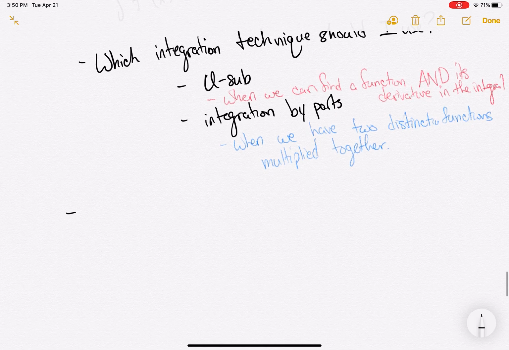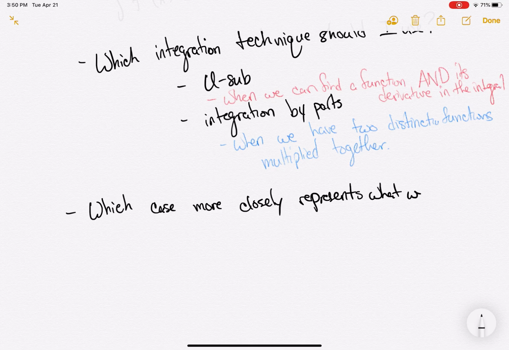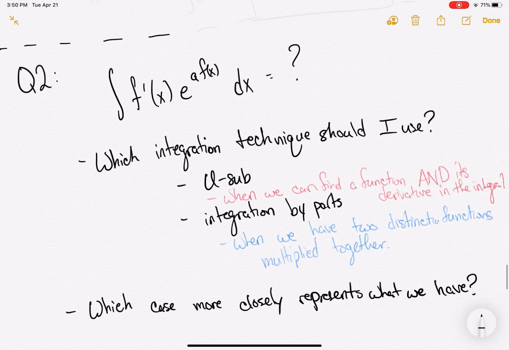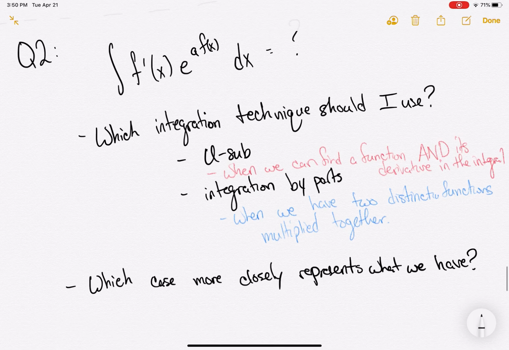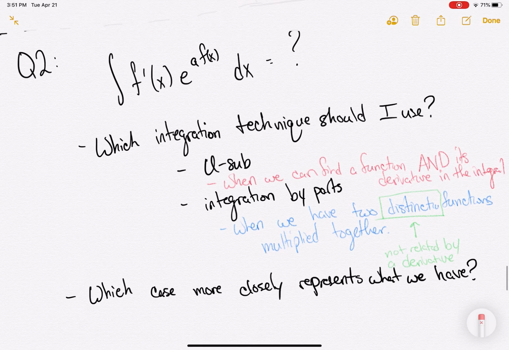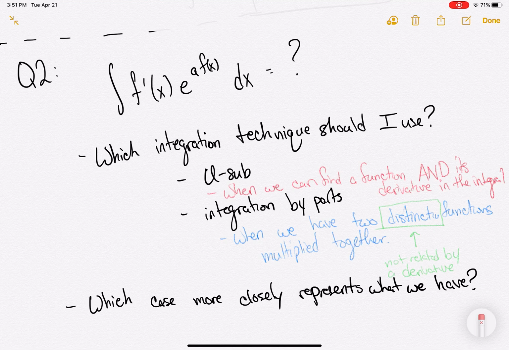So then the question here is which case more closely represents what we have. Do I have a function and its derivative in the integral, or do I have two distinct functions multiplied together? Well, I certainly have two functions multiplied together. But when I say distinct, what I mean is they're not related by a derivative. Because if they were related by a derivative, that's exactly what a function and its derivative in the integral would be. So in this case, I'm going to do U sub.